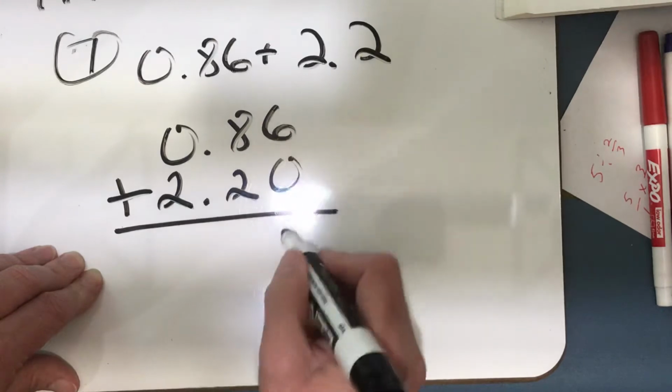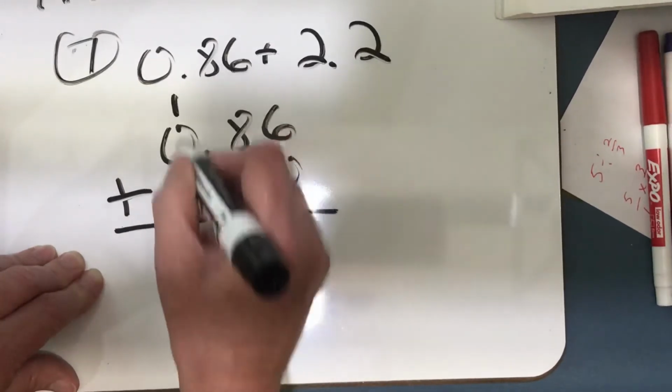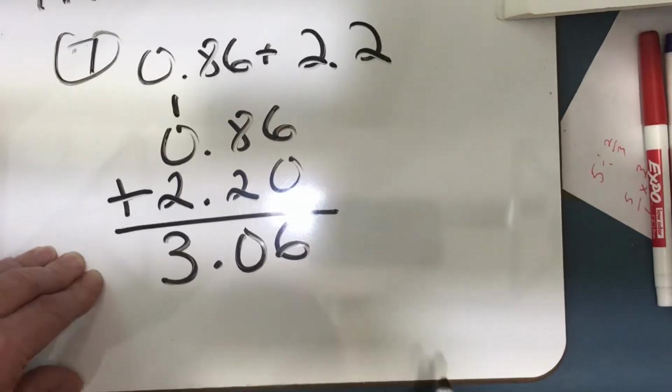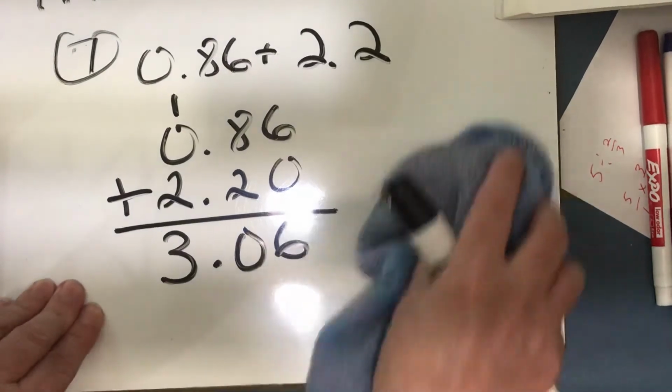And then just add. 6 plus 0 is 6. 8 plus 2 is 10. Make sure you put your decimal point. 1 plus 2 is 3. 3 and 6 hundredths. Okay, now let's go on to number 12. Number 12.